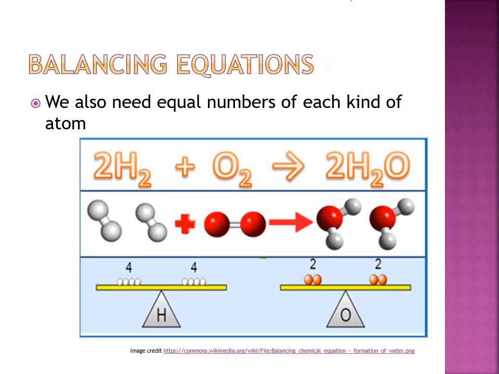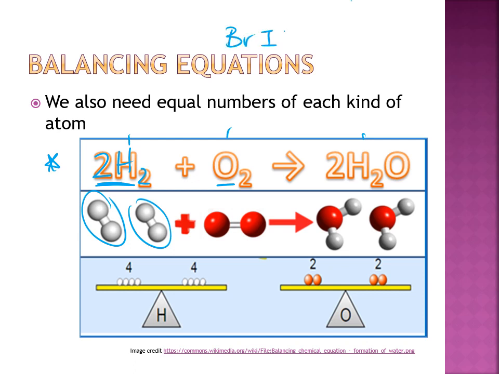So not only do we need to balance masses in our equations, but we also need to balance the numbers of each kind of atom. This picture is kind of amazing at describing that idea. So I have two H2s and an O2. Again, we're looking at hydrogen gas and oxygen gas making some water. Two H2s, what that means is that I have two molecules, 1, 2, of hydrogen gas. Remember that hydrogen is diatomic.